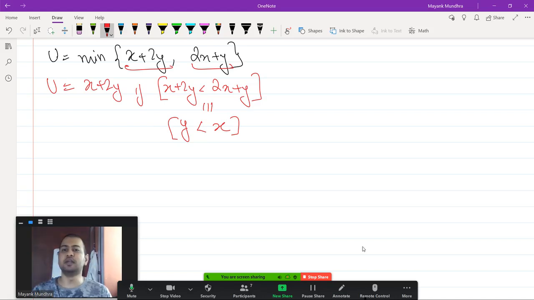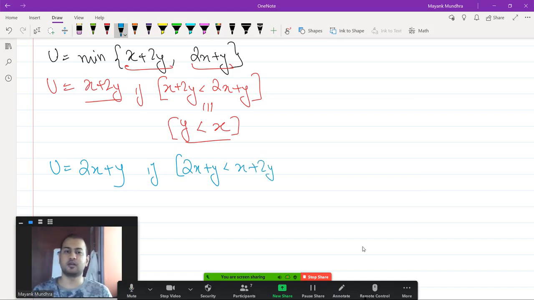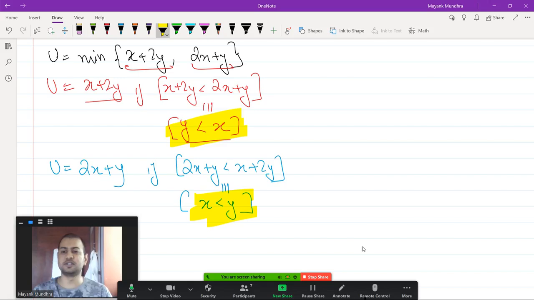So utility will be equal to x plus 2y if y is less than x. On the other hand, utility will be equal to 2x plus y if 2x plus y is less than x plus 2y, which is logically equivalent to x less than y. Okay, so now I can compare these two things and I see that the division line is x equals y. One region is x less than y, the other region is x greater than y, so the division line has to be x equals y.